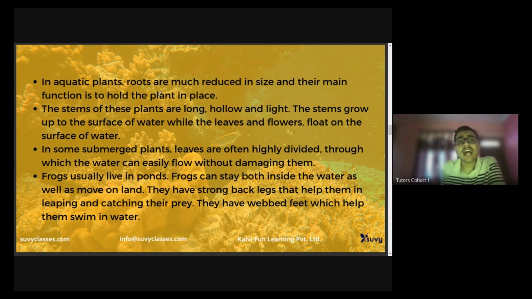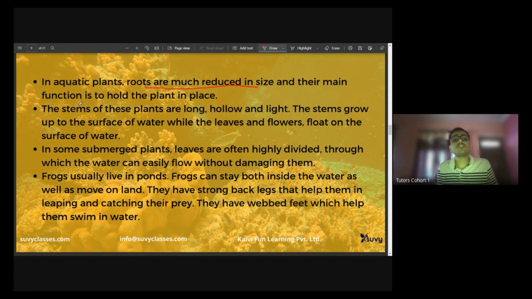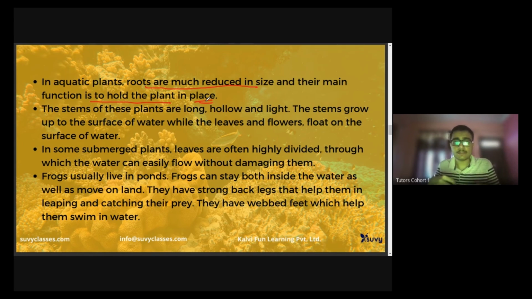So their roots are much reduced in size because their work would not be to absorb water, as they're already in water, right? Their main function is to hold the plant in place. The stems of these plants are long, hollow, and light.